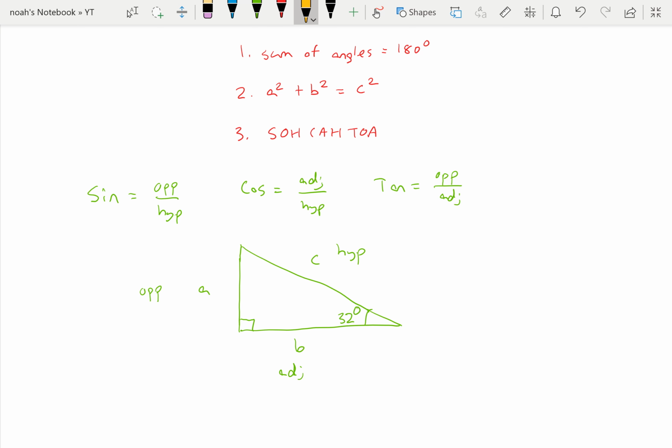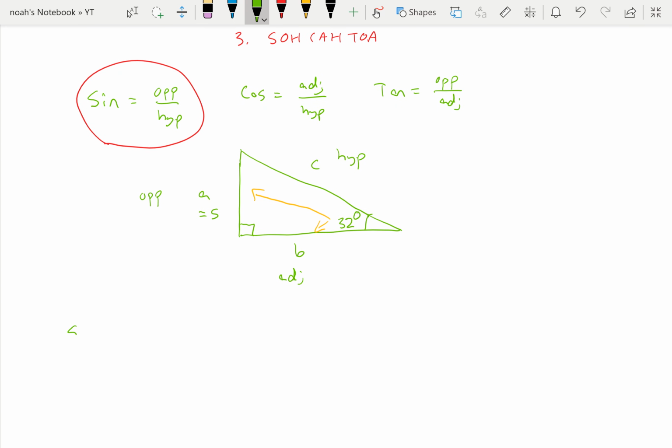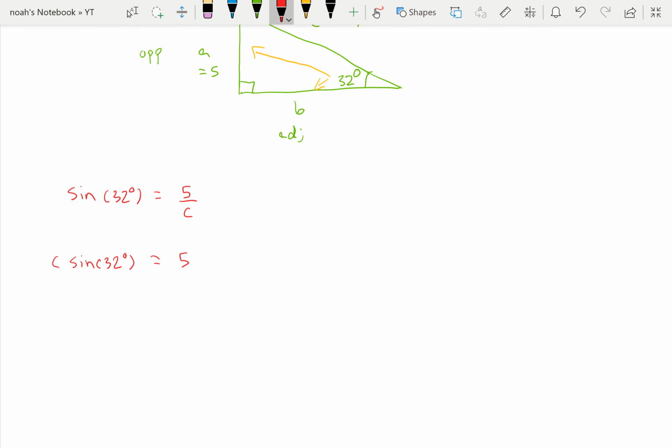Now why is A opposite? Because it's opposite of the angle we have, 32 degrees. Now, let's use this formula. If we're given A is equal to 5, and we want to find the hypotenuse, so we can plug it in. Sine 32 degrees equals 5 divided by c. We can rearrange, so c sine 32 equals 5, and c is equal to 5 divided by sine 32.